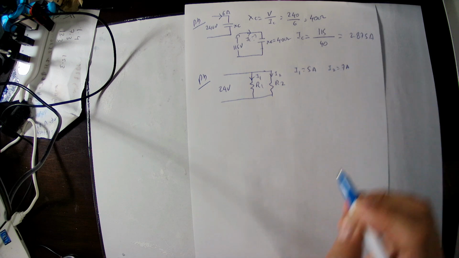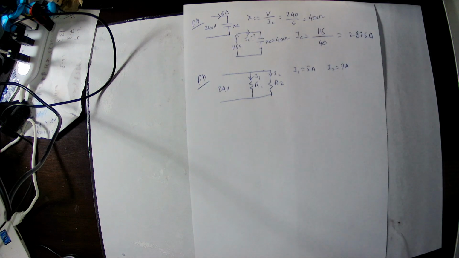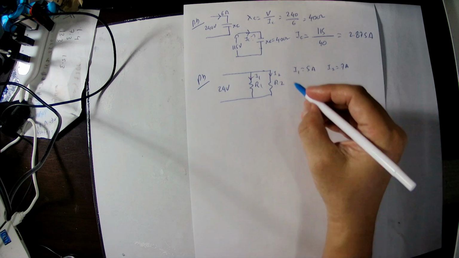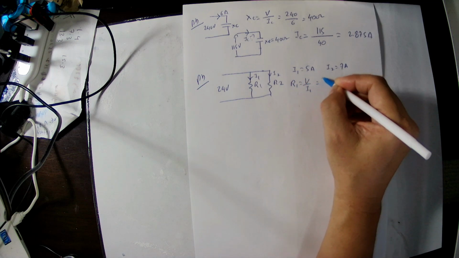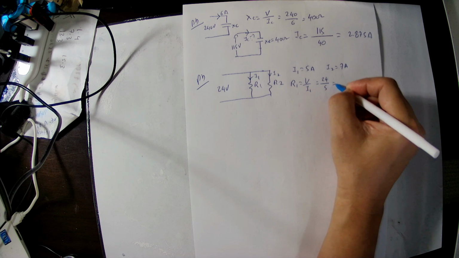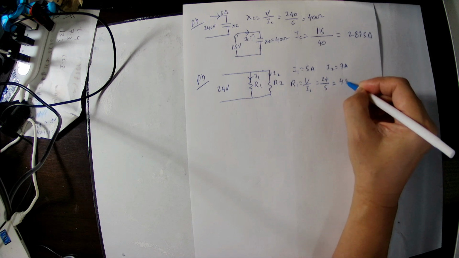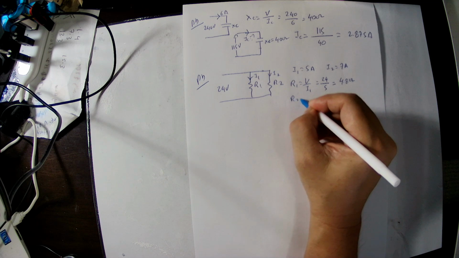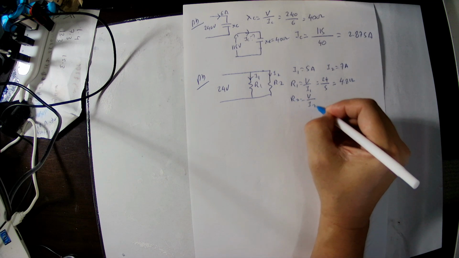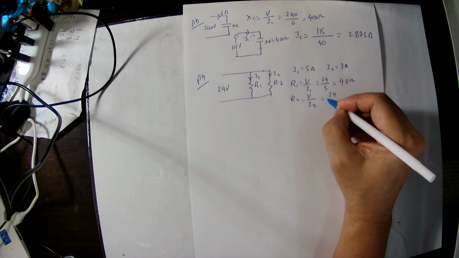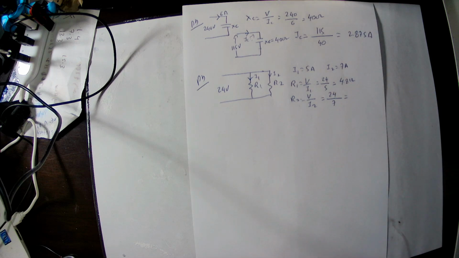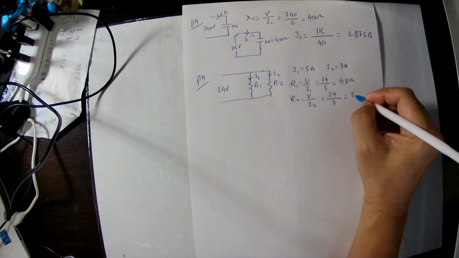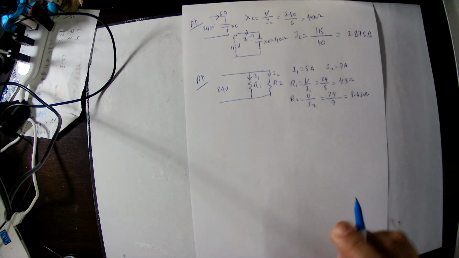So we need to find the resistances. R1 can be calculated as V by I1. Voltage 24, I1 is 5, so you get 4.8 ohm. R2 is V by I2. Voltage 24, current is 7, so that will be 3.43 ohm. So R1, R2 values we can calculate like this.